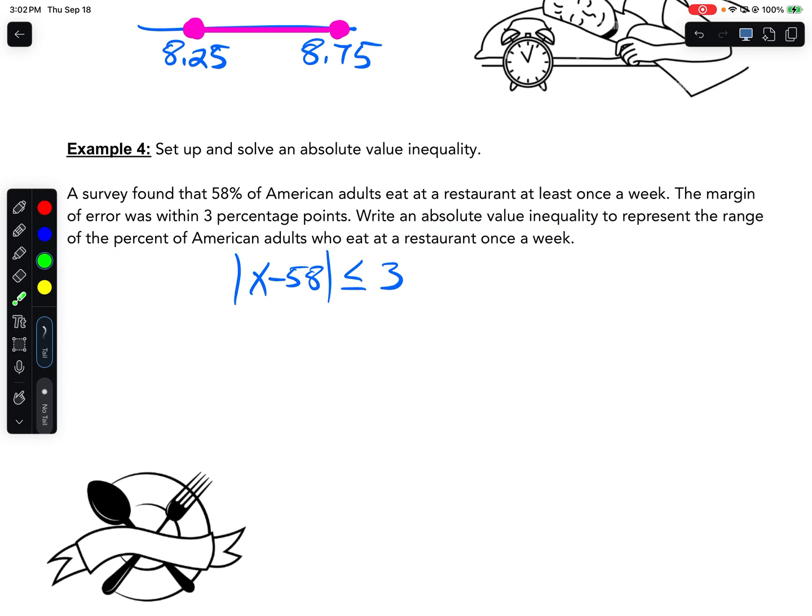Wait, since this is like 58%, doesn't that mean you have to make it 0.58? Or is it just 58? No, that's a good question, right? Both of these are in percent. So as long as we keep it in percent, we're good. You could change them both to decimal if you want, but the problem's in percent, so you should keep it in percent. Yeah. Okay.